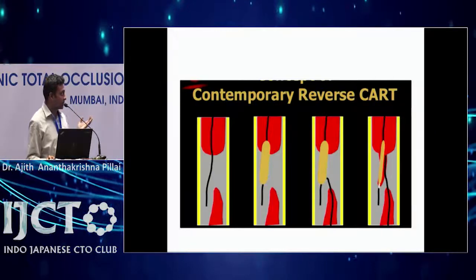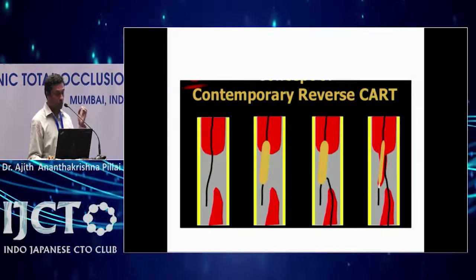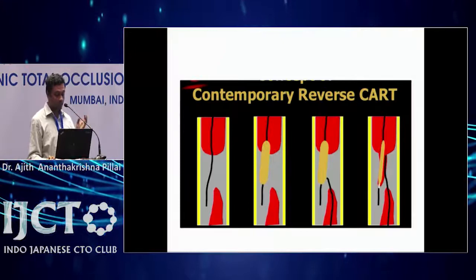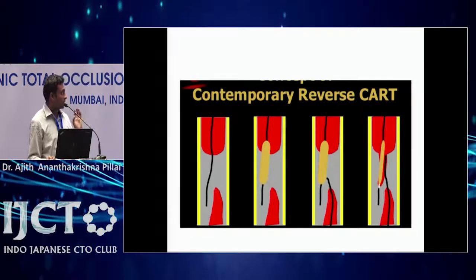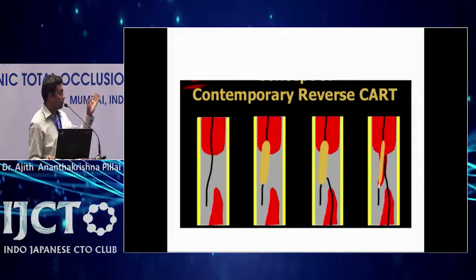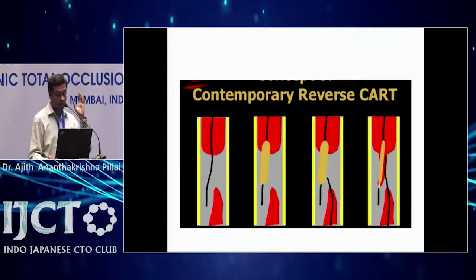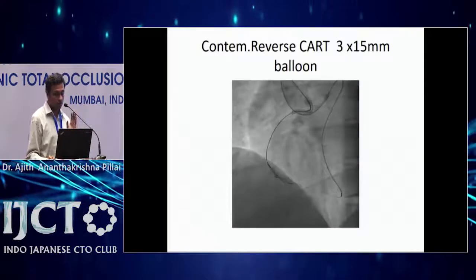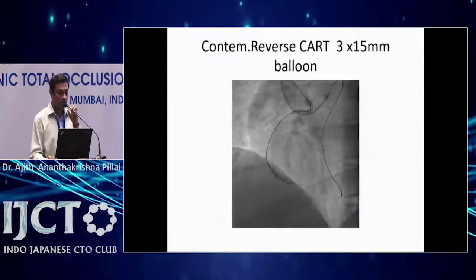This is a picture that is quite familiar to all of you. You do an antegrade ballooning in the subintimal space, and then you connect the retrograde wire. So this is a contemporary reverse CART. If you see, the ballooning is essentially within the CTO segment. So that is contemporary reverse CART. This is actually a contemporary reverse CART of the distal pre-crux RCA.